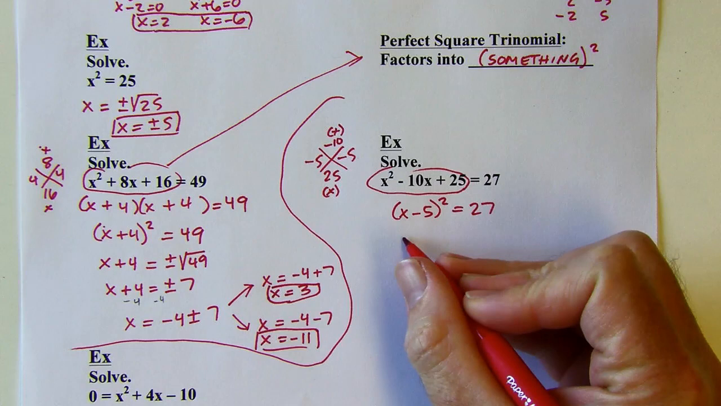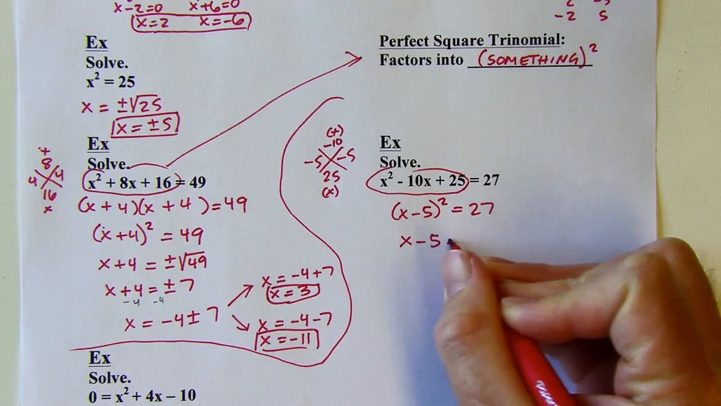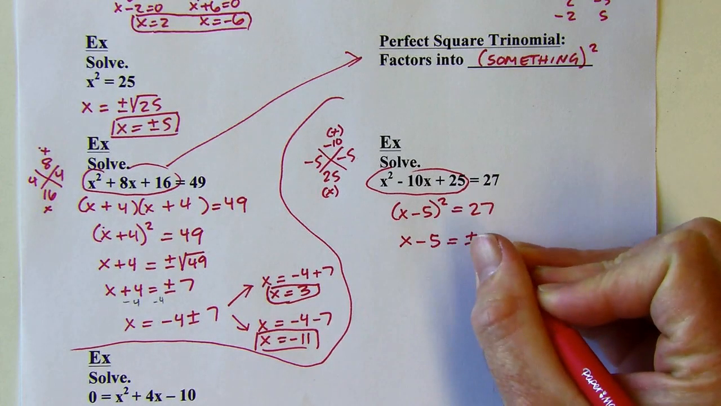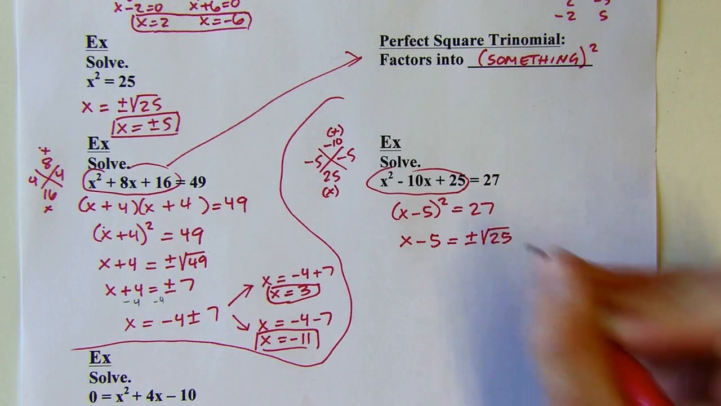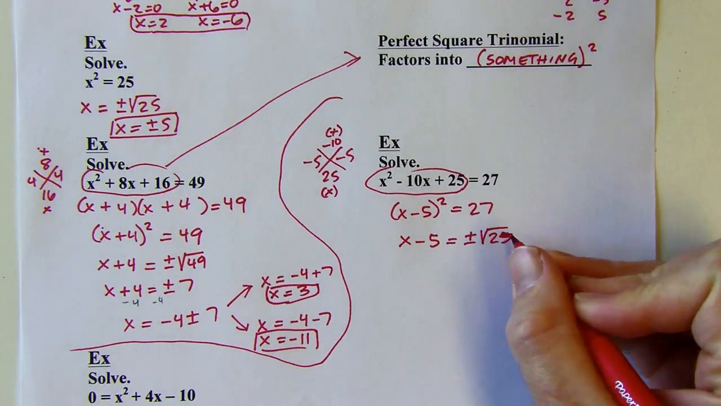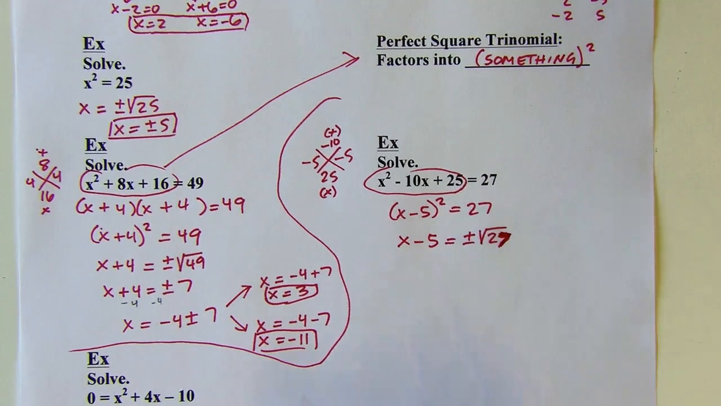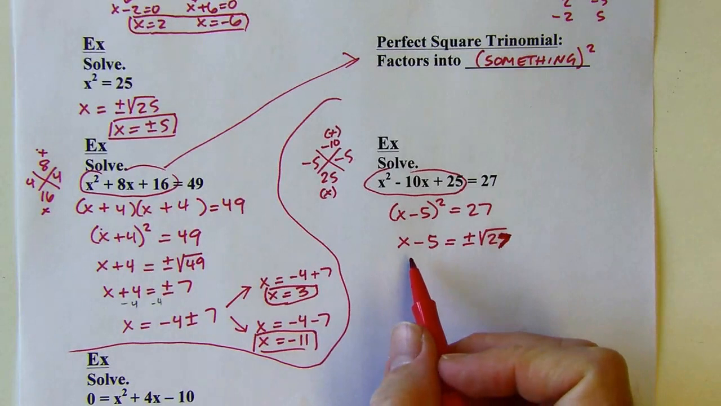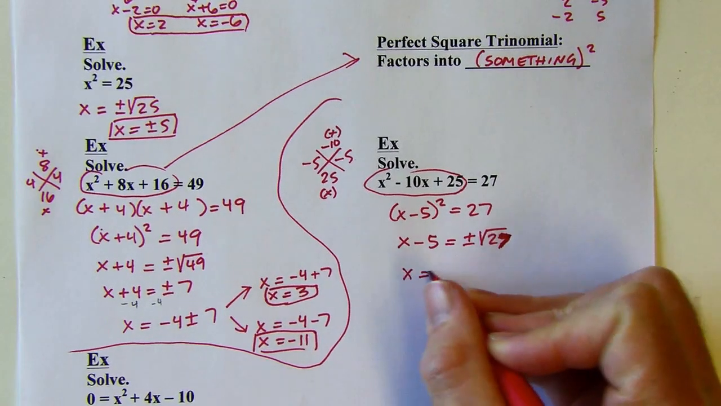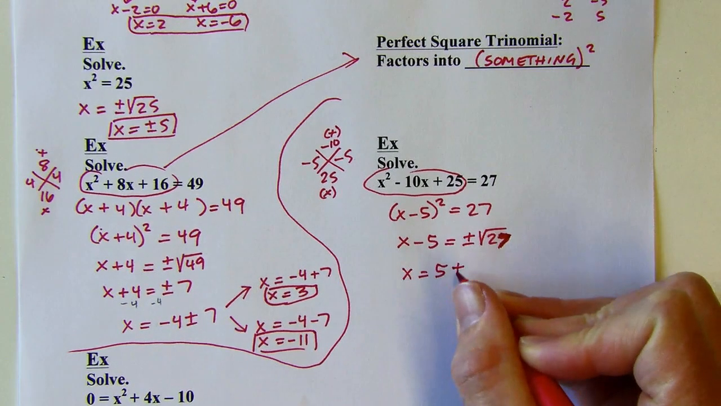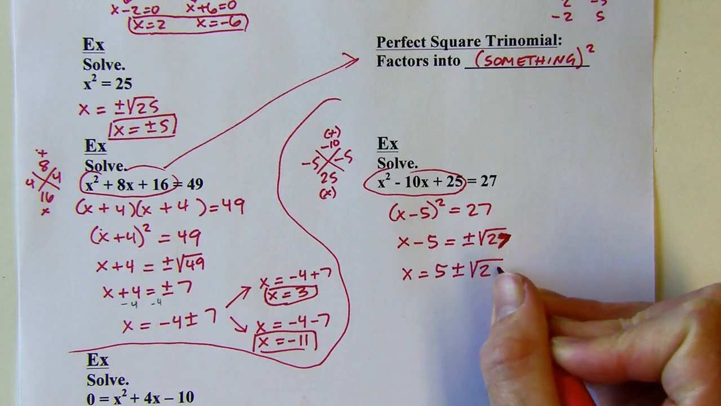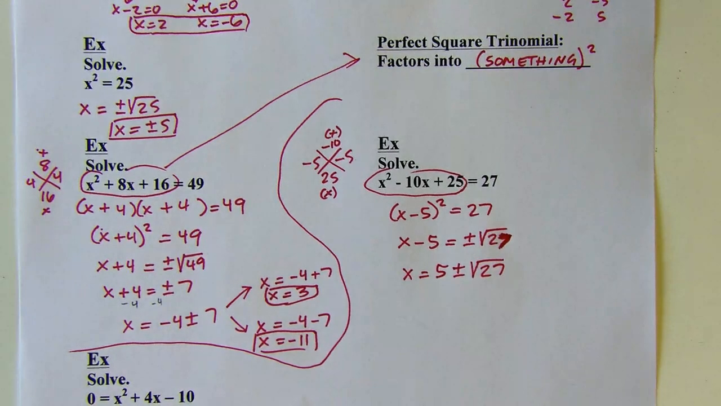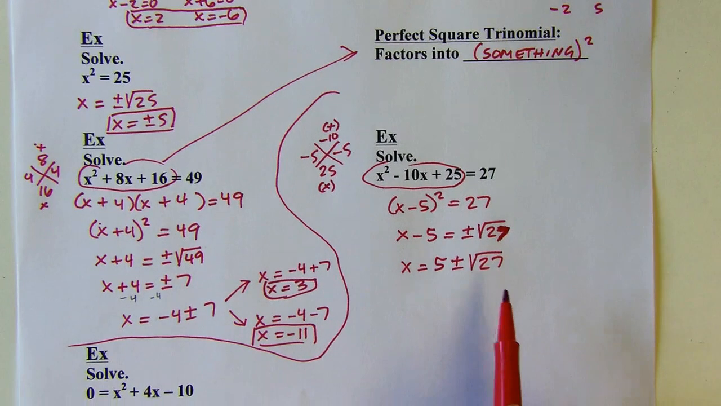So now I'm going to take the square root of both sides. Okay, whoops, I wrote 25 for some reason. I meant 27. Okay, so now I want to isolate the x. So I'm going to add 5 to both sides, and I'm going to slip the 5 in front of the plus or minus like so. Okay, now this is pretty good, but we're not all the way there yet because we want to put our answers in simple radical form.